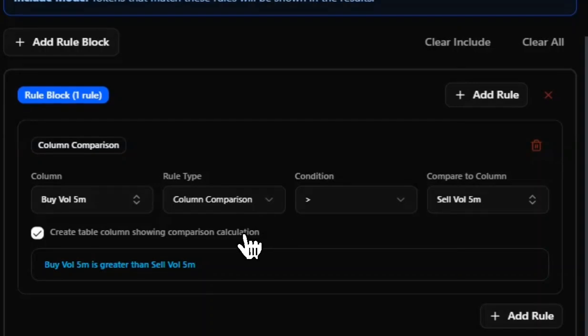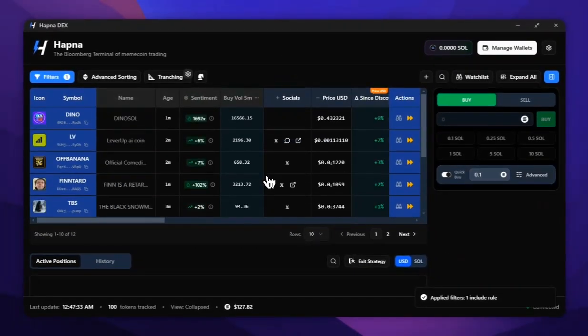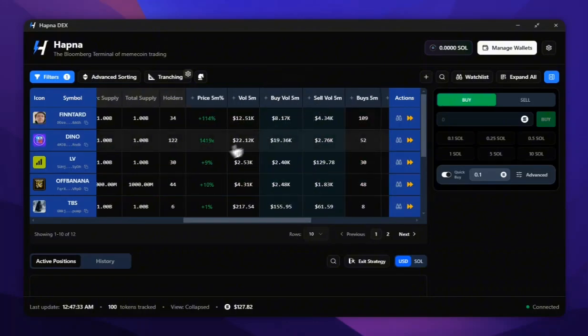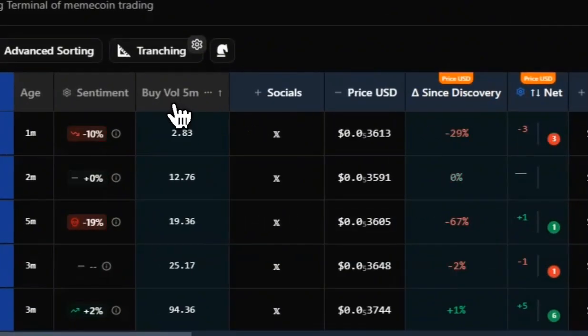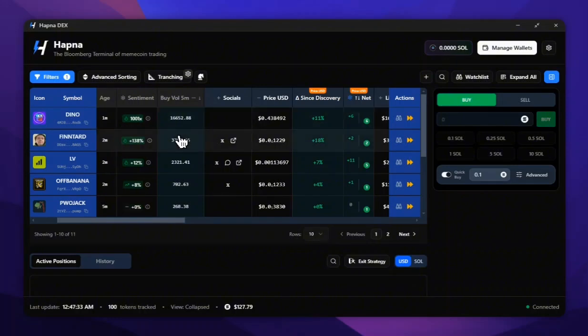And if I toggle this checkbox, a dynamic column is created. It's a special kind of column where we actually see the comparison between the two instruments. We see their difference. How much is the difference? It's a calculation that shows the buy volume minus the sell volume in this example. So if I click apply changes, as you can see here, it's showing me only the meme coins that have a buy volume larger than the sell volume. And here I can see that special column, showing me, for example, the difference for Dino between the buyers and the sellers is almost $16,000, 3,000, and so on.